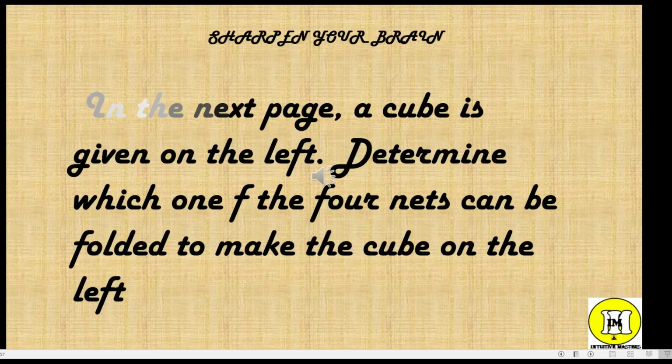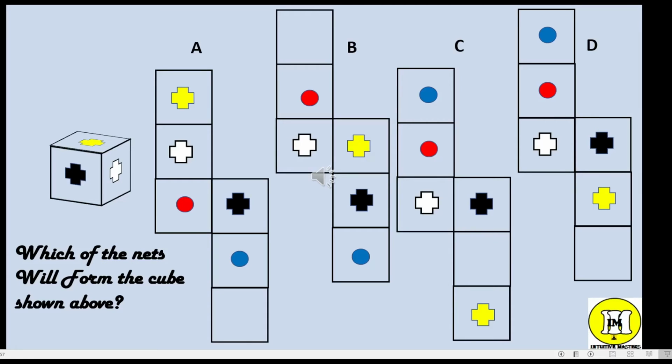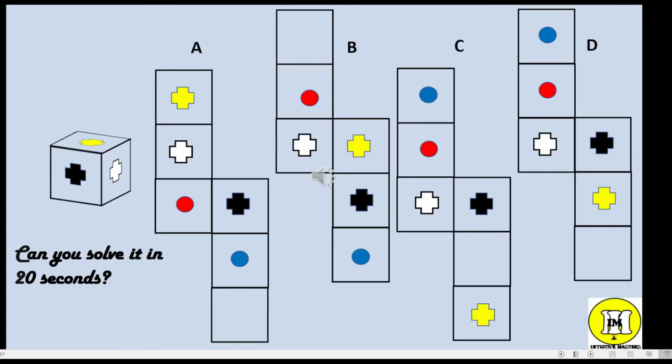In the next page, a cube is given on the left. Determine which one of the four nets can be folded to make the cube on the left. Which of the four nets will form the above cube? Can you solve it in 20 seconds?